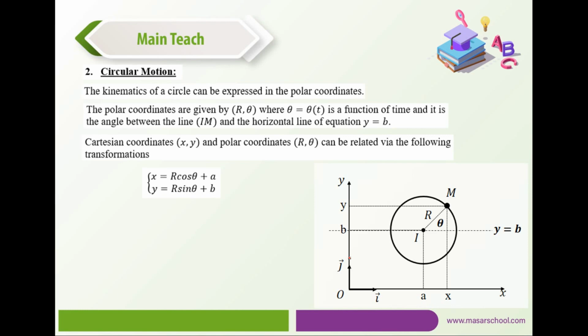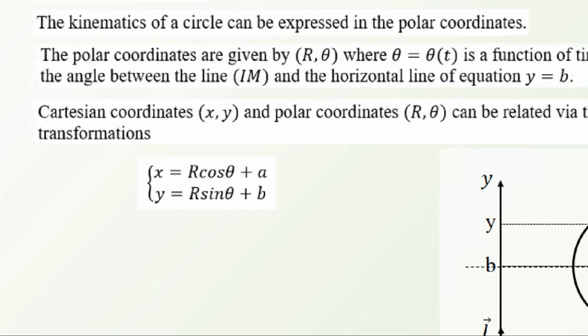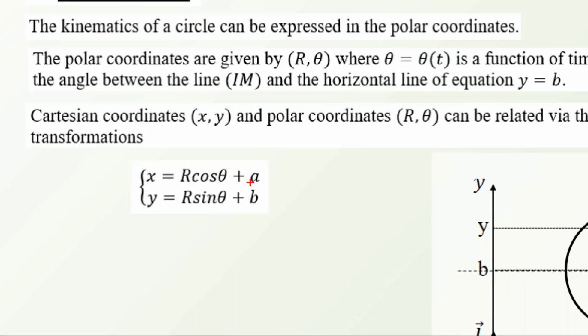X is r cosine theta plus a, y is equal to r sine theta plus b. We need to know the relation between them, so we have two representations, Cartesian given by x, y, and polar given by r, theta. We should know how these are related to each other. So x is given by r cosine theta plus a and y is equal to r sine theta plus b. What do a and b represent? They are the coordinates of the center of the circle given by I (a, b), and r would be the radius of the circle, theta would be the angle of the moving object.